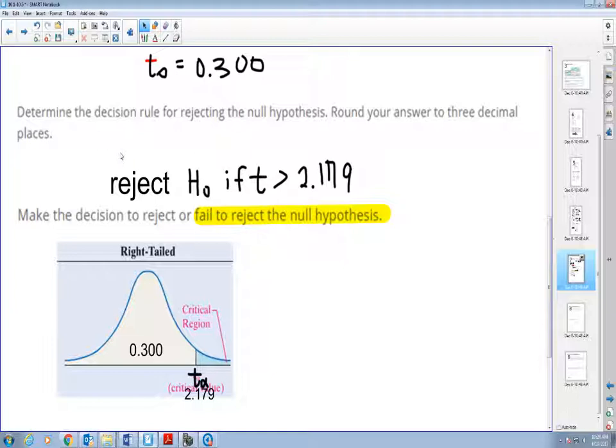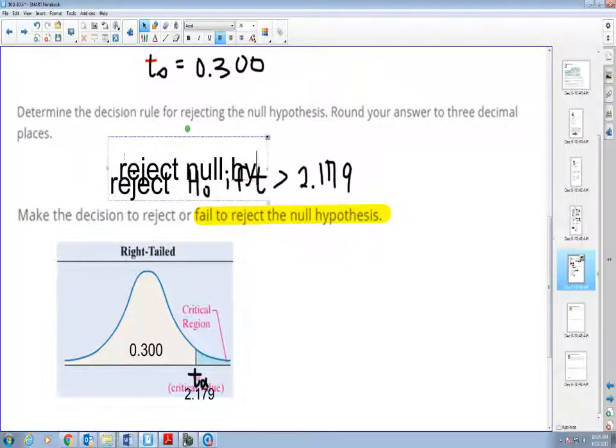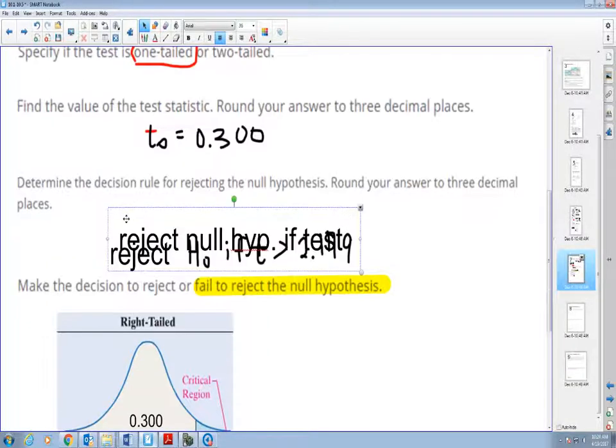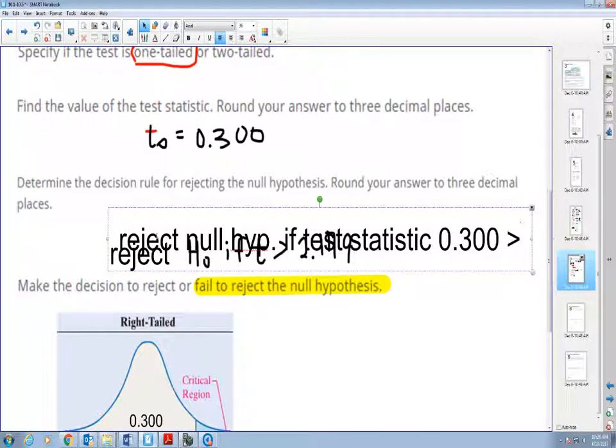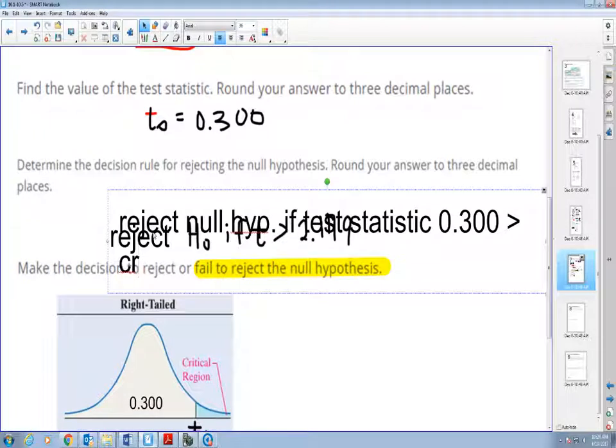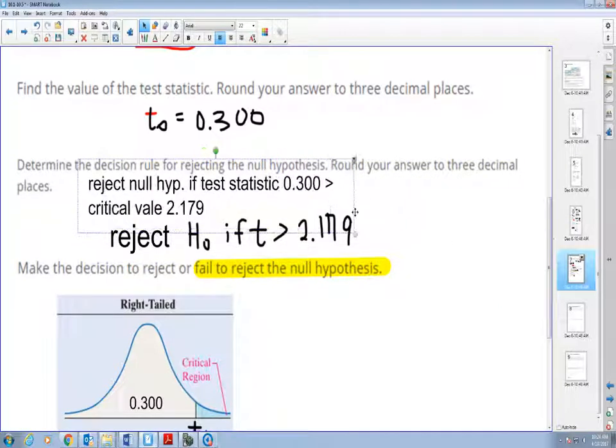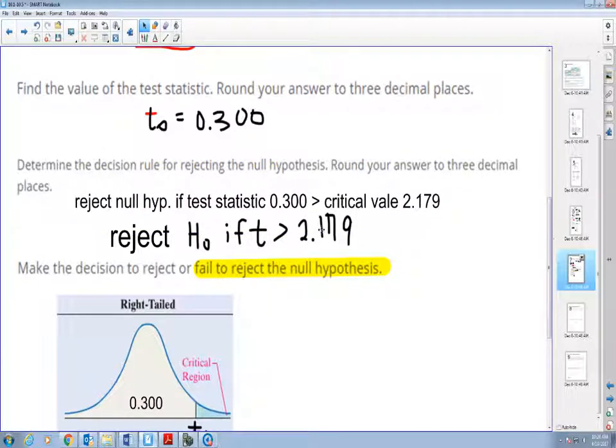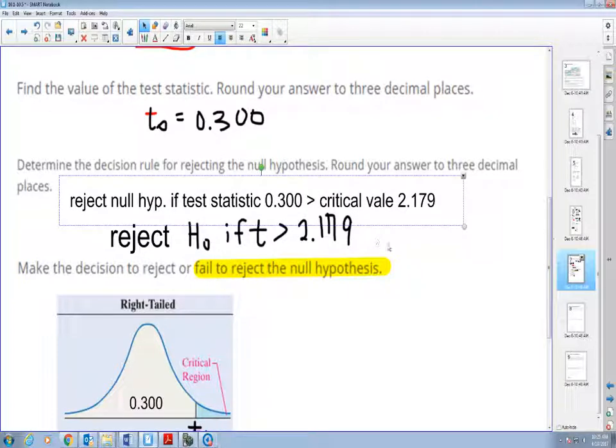Okay, if I write it out in words, we will reject the null hypothesis if the test statistic is greater than the critical value, 2.179. That's what it would look like in words. That's what we just did. I think the homework will ask you to write this part down here. Hope that makes sense a little bit.